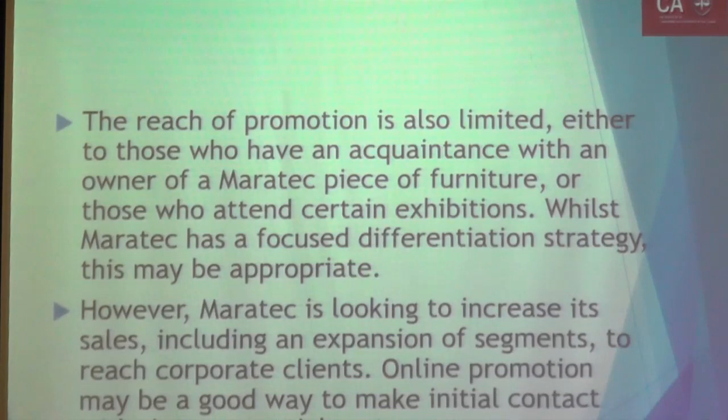However, Maratec is looking to increase its sales, including expansion into segments to reach corporate clients. Online promotions may be a good way to make initial contact with the potential customers. Yes, online promotions is a nice way to do that. So I think that's very clear. So about promotions, now you get a good idea.